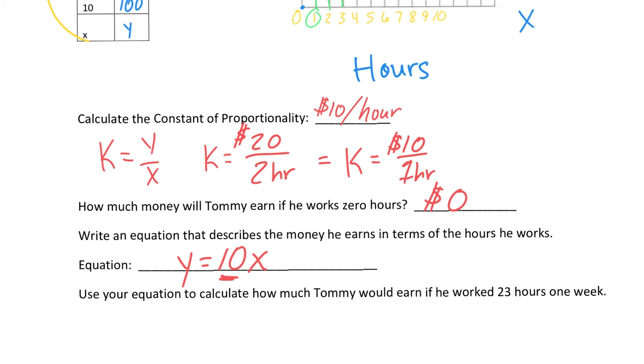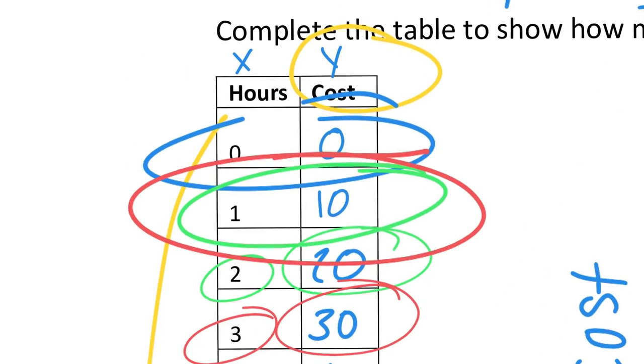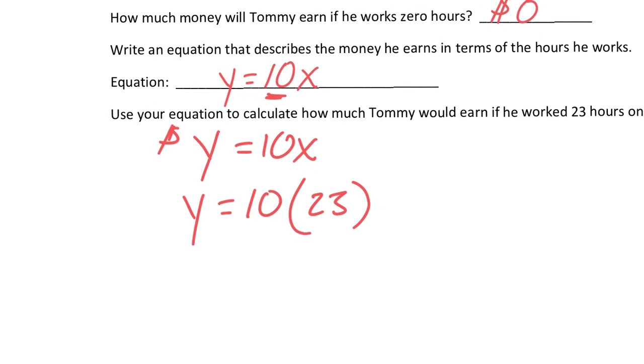So it says use this equation to calculate. And yes, I'm going to look for this equation, y equals 10x. Use this equation to calculate how much money Tommy will earn if he works 23 hours. Y is our money. We don't know y. I don't know how much he's going to earn. I know he gets $10 an hour, and I know he's going to work 23 hours. So I know x. If you're confused on what x is, it's up here. It's the hours. So I just go and put it into the equation.